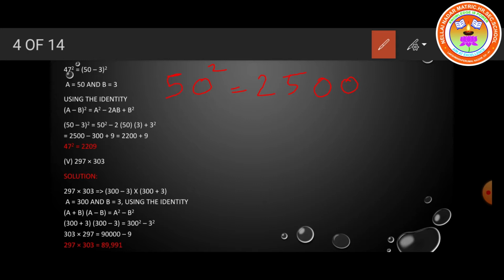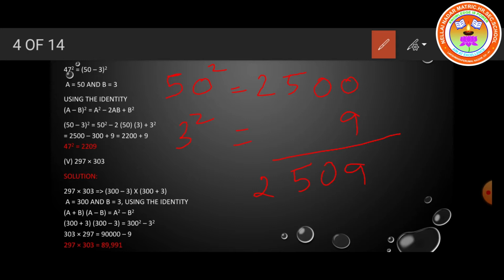B square. B square means what? 3 square. 3 square means what? 3 into 3, 9. Now we are going to add together 9, 0, 5, 2. The answer is 2509.